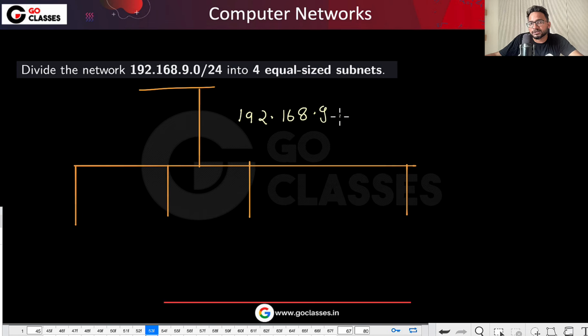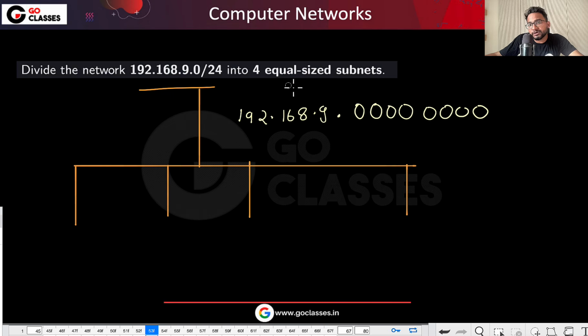192.168.9 till now this is fixed. Now I'm writing these 8 bits in binary. These are the host bits actually. I do not need to write 0, you can write XXX also, because these are changeable bits, these are the host bits.